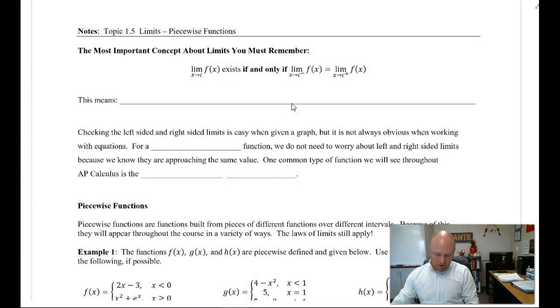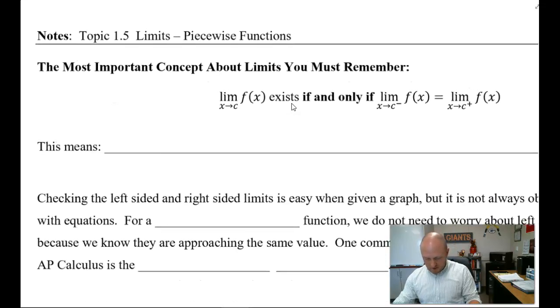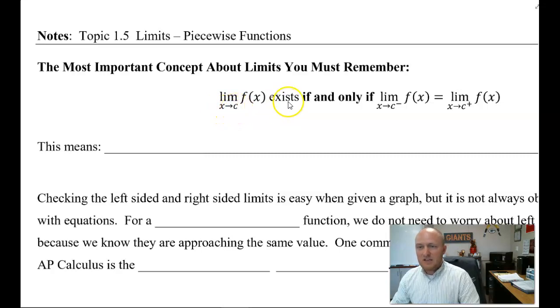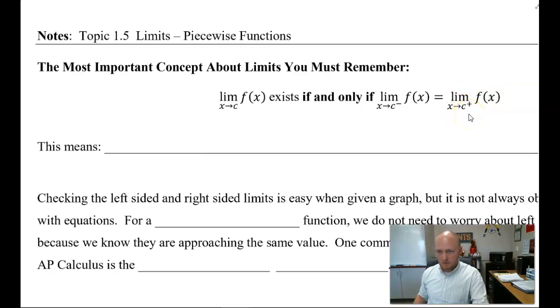But what I really want to recap, the thing that you must remember the most when dealing with limits, is that for a limit of a function, here f of x, to exist as x approaches c, it only exists if and only if the limit from the left is equal to the limit from the right. So the limit of f of x as x approaches c from the left has to be equal to the limit of f of x as x approaches c from the right.